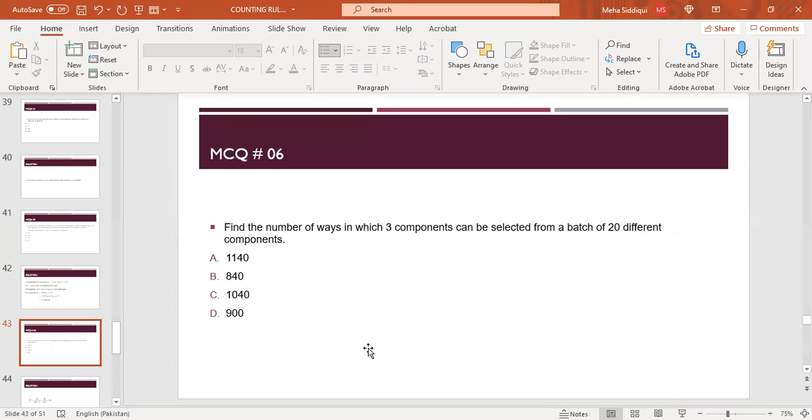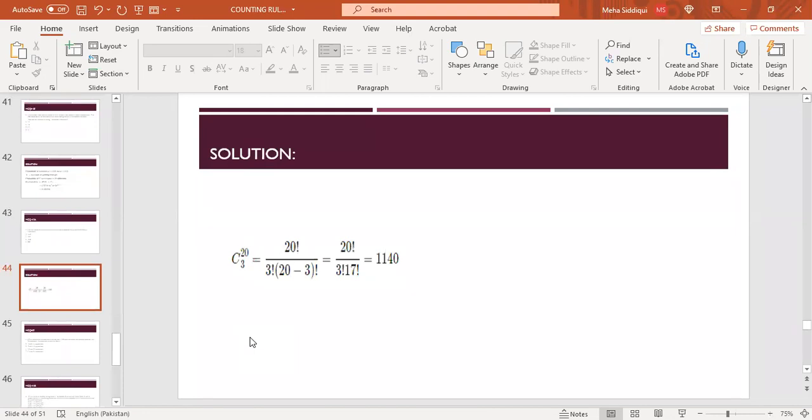MCQ number 6, find the number of ways in which 3 components can be selected from a batch of 20 different components. 1140, 840, 1040 and 900. Again, this is a calculation question. The right answer will be A. This is how we calculate it, by applying combination rule. That is, we have total 20 components and we have to select 3 out of them. That is, N is 20 and R is 3. So applying these values and calculating, we will get 1140.